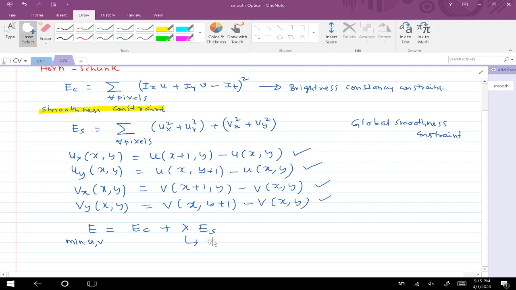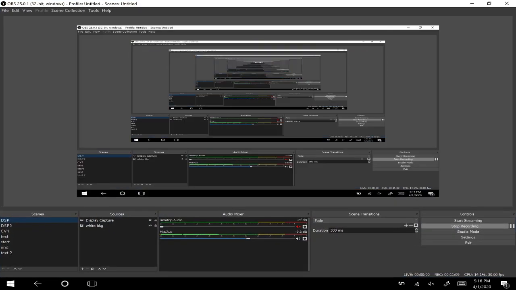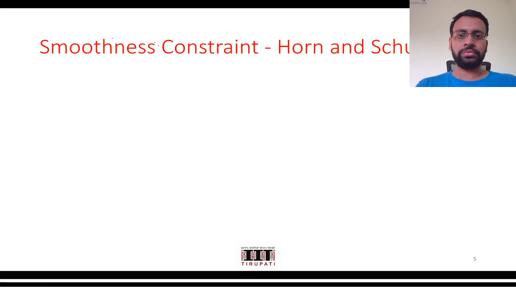And lambda is the weighting factor between these two terms that will tell you whether the smoothness has to be given more weight or whether the brightness constancy constraint has to be given more weight. This is the Horn and Schunck optical flow method. This is the term EC, you have it here, and this is the ES. What you try to minimize is E equal to EC plus lambda into ES. Hope the Horn and Schunck method is clear to you. Let me go back to the presentation now.